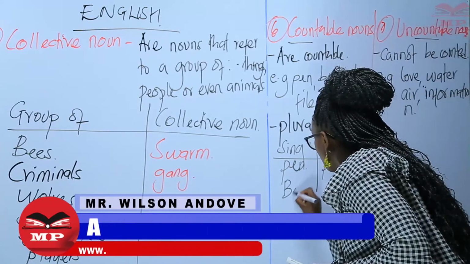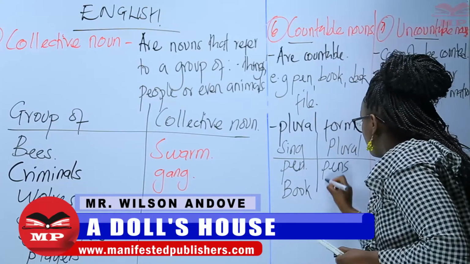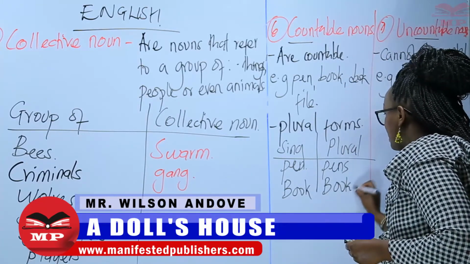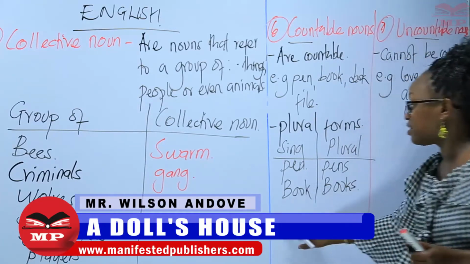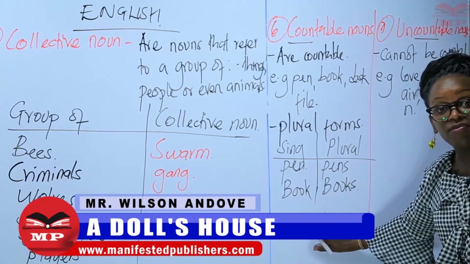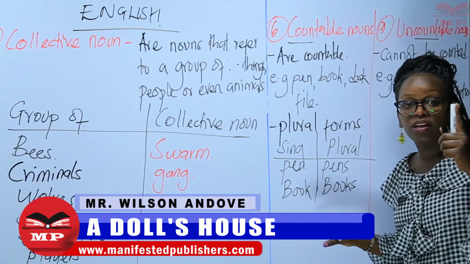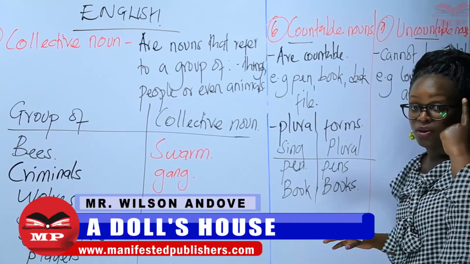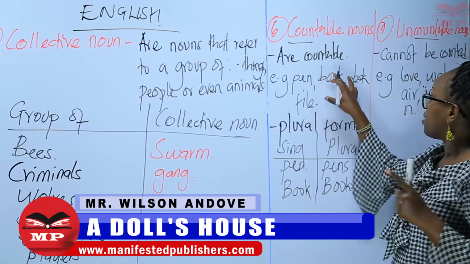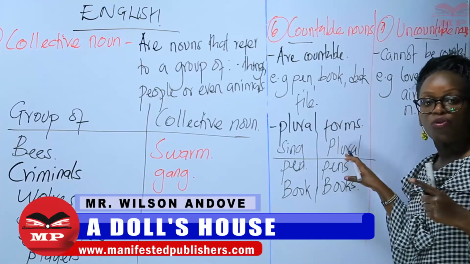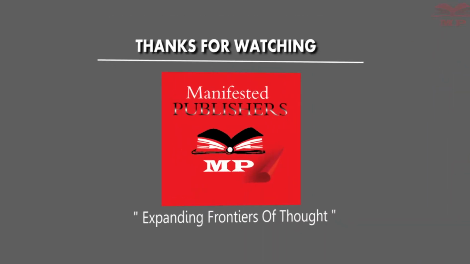We can do the same for book. So it becomes books. We are basically adding an S to mean that we do not have 1 book. We have more than 1. So more than 1 is the plural. When you're talking about something in singular, it means it's only 1. So for the countable nouns, they can form plural form.